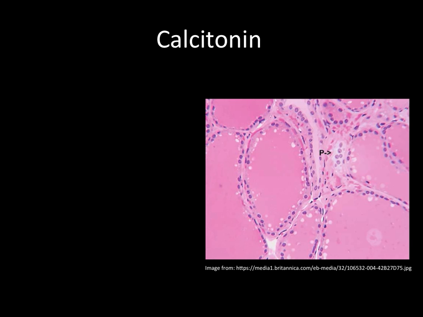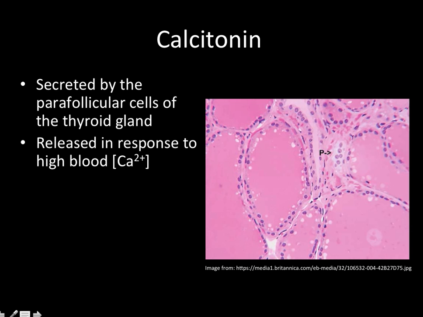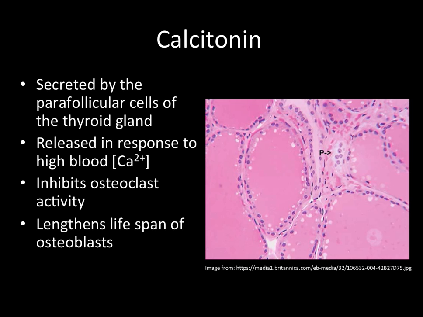The first is calcitonin. Calcitonin is secreted by the parafollicular cells of the thyroid gland, and you can see those cells here, these kind of clear cells between the thyroid follicles. It's released in response to high blood calcium. It inhibits osteoclast activity and lengthens the lifespan of osteoblasts. This means that the osteoblasts are going to have free rein to deposit this calcium along the bone matrix and mineralize that matrix, thereby using up that calcium. So in doing so, it's going to decrease the blood calcium concentrations.